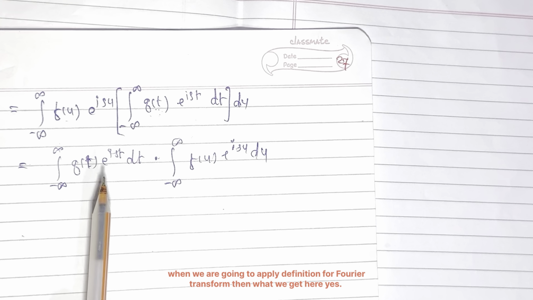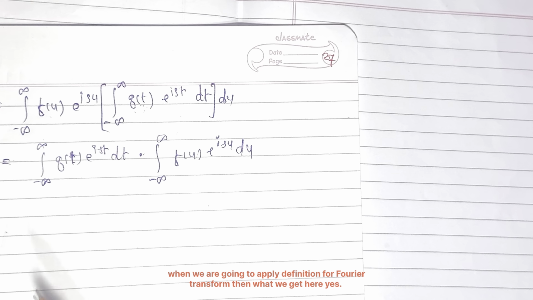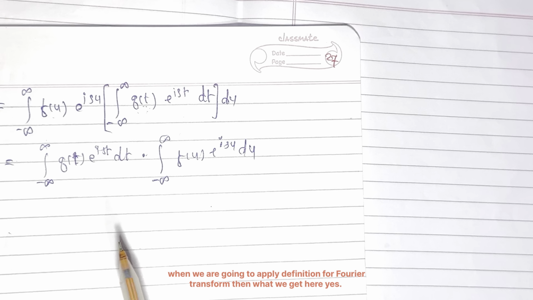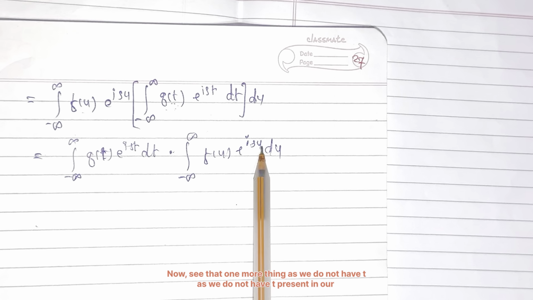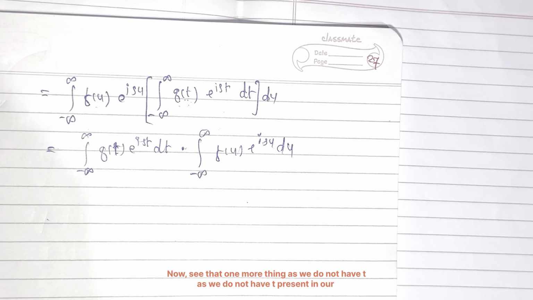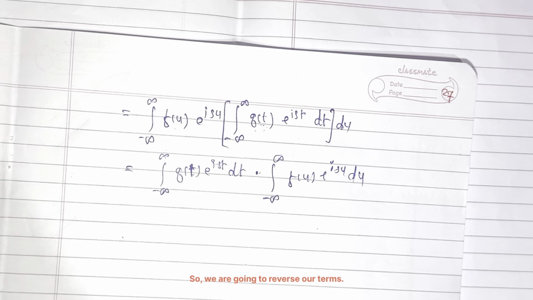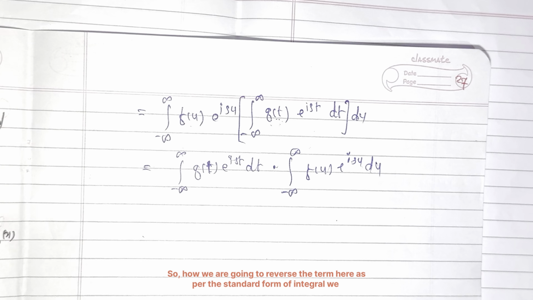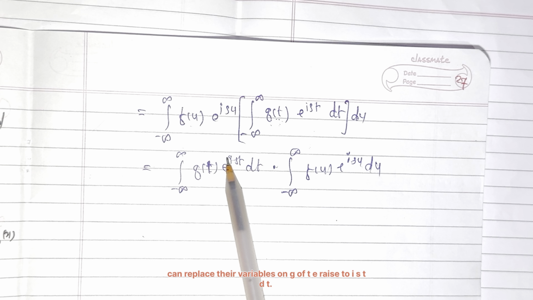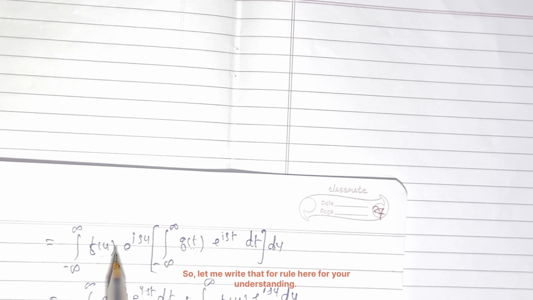When we apply the definition for Fourier transform, what do we get here? Now see one more thing: we don't have t present in our given Fourier transform, so we are going to reverse our terms. How are we going to reverse the term here? As per the standard form of integral, we can replace the variables in g of t e raised to ist dt. So let me write that rule here for your understanding.